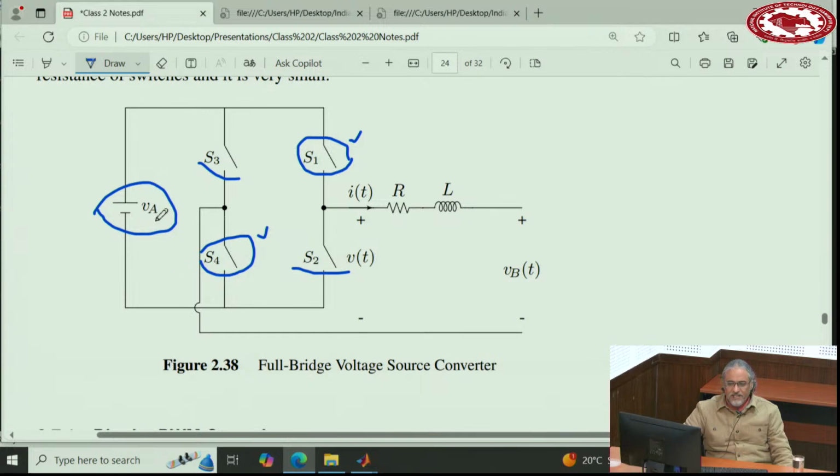So you have VA here. And then when you turn on this one and this one, this is connected to the lower side now, and this is connected to the upper side. So negative VA. So you can generate VA, negative VA. You see immediately the difference. You can generate twice larger voltage with this one.